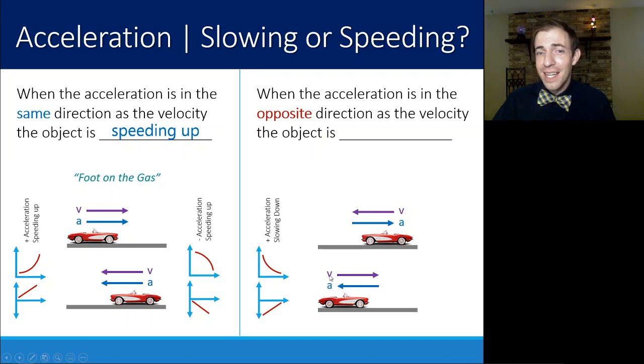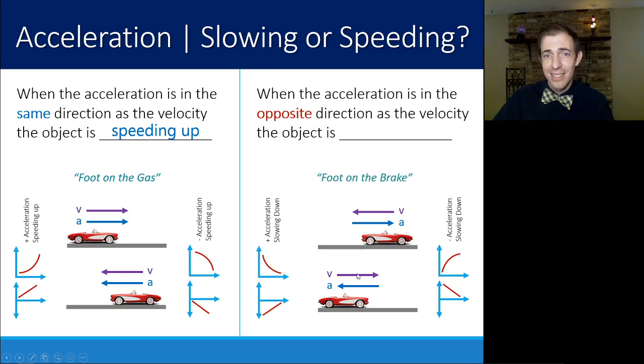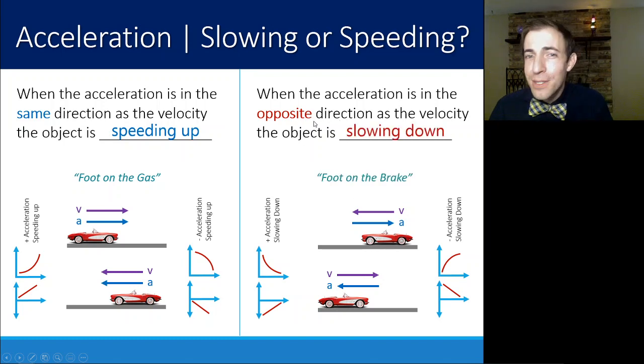Likewise, you could be moving in the positive direction, negative acceleration, causing you to slow down as well, just because it's counteracting. We call this the foot on the brake. When the acceleration is opposing the motion, then you're slowing down. So it's not enough to just think of a positive acceleration or negative acceleration. You have to factor in the direction that the object is already moving.